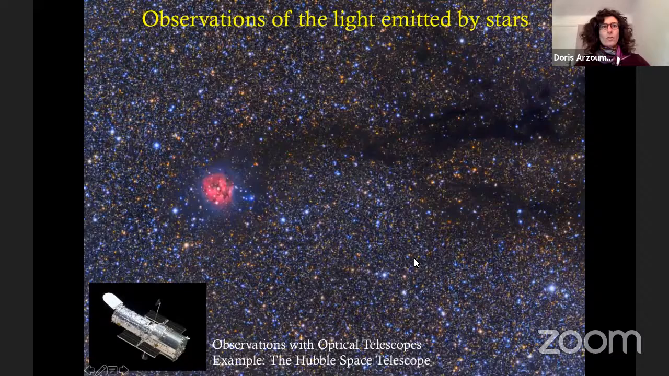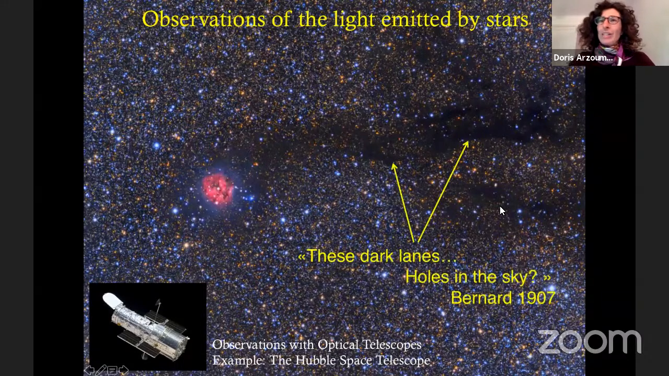And so here I show another image in the visible, where we can see the stars. Each of the dots is one star. And then what you can notice in this image are patches, dark patches, where we don't see many stars.